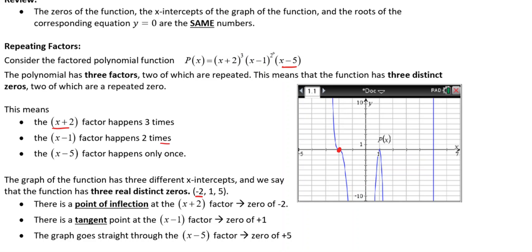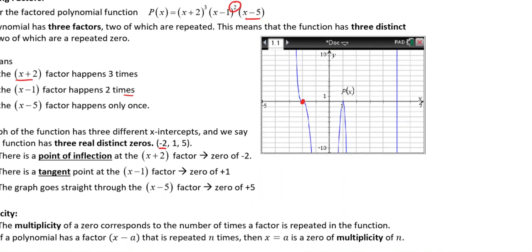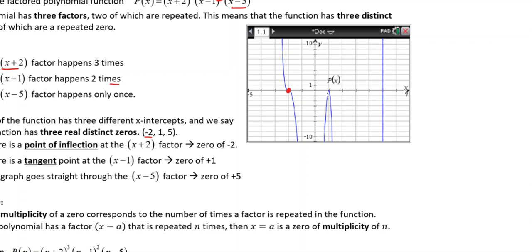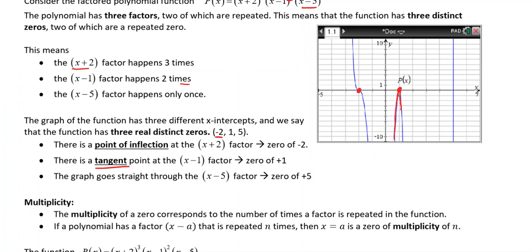Whenever you have an even exponent, so x minus 1 to the power of 2 or power of 4 or power of 6, anything like that, what happens there is called a tangent point. Right at the x-intercept, or the 0, it starts like it's going to go through, and then it kicks back and goes the other way. So it doesn't go through the x-axis.